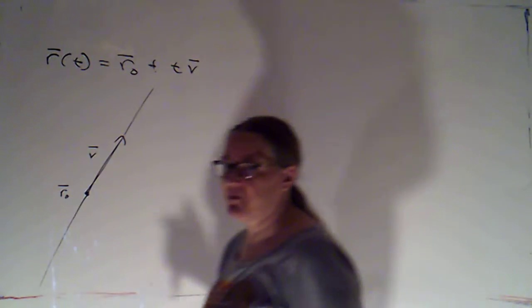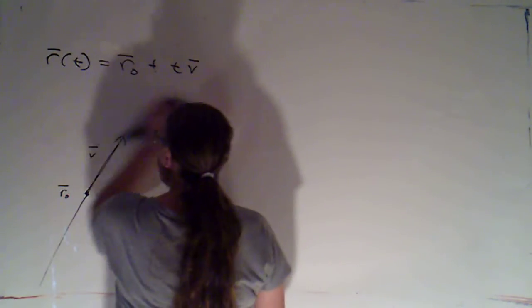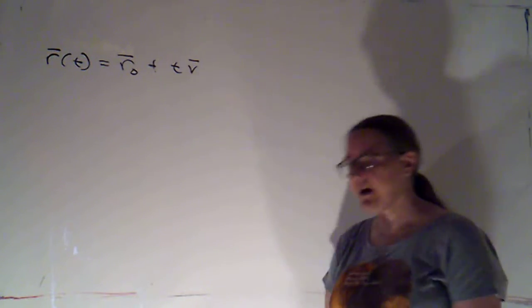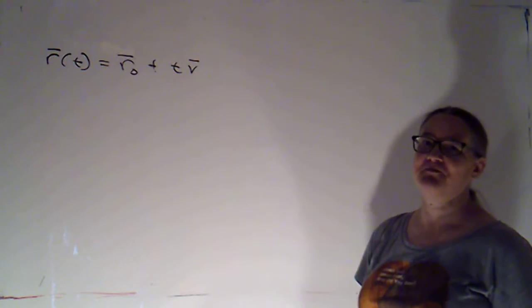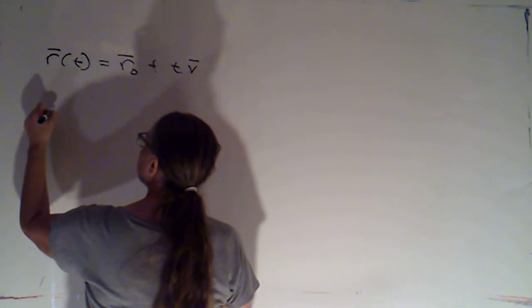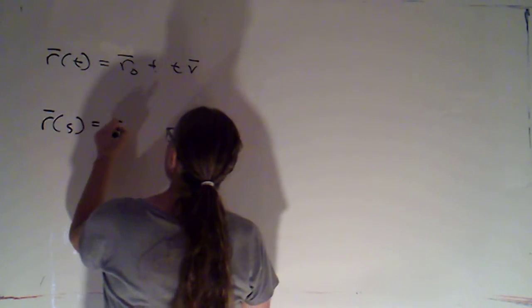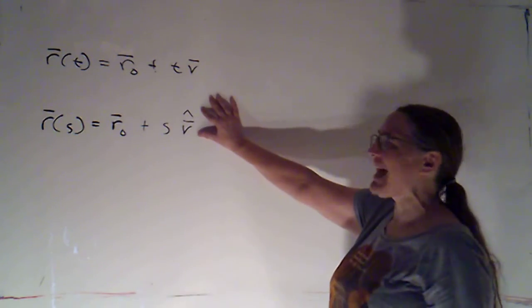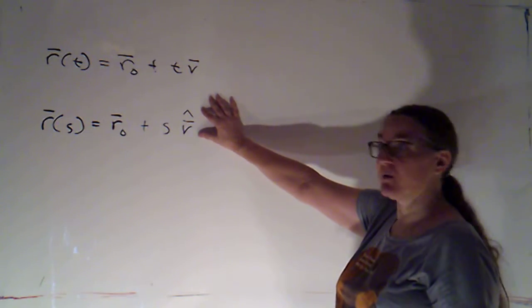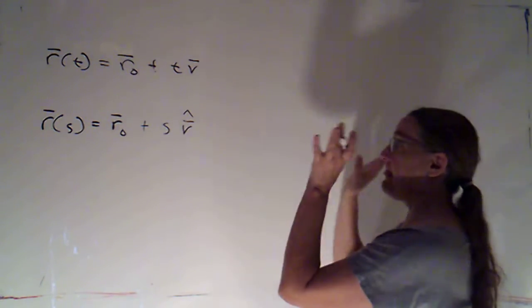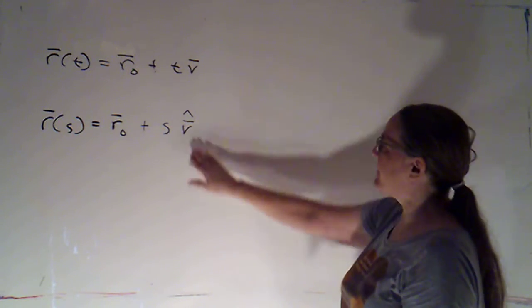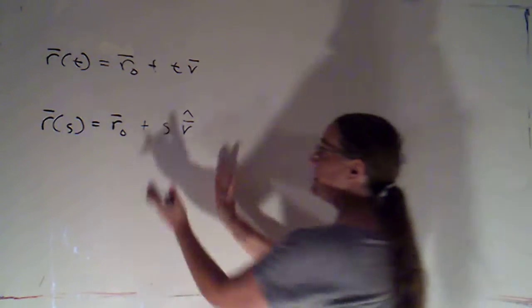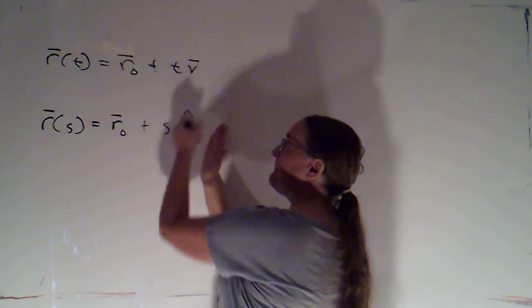So it seems reasonable that if I want to get an arc length parameterization, I would simply have to ensure that v was a unit vector. So that my arc length parameterization would just be r naught plus s times v hat. That would be v normalized. Turns out that's correct. If I make it so that my direction vector is a unit vector, then my arc length will simply be the length.